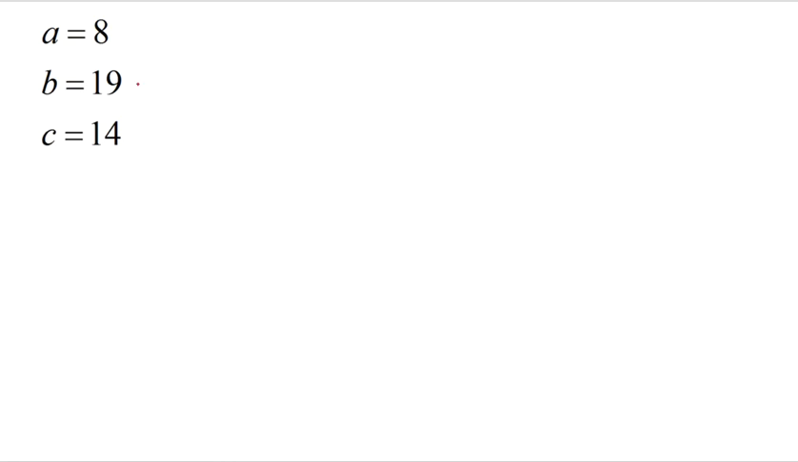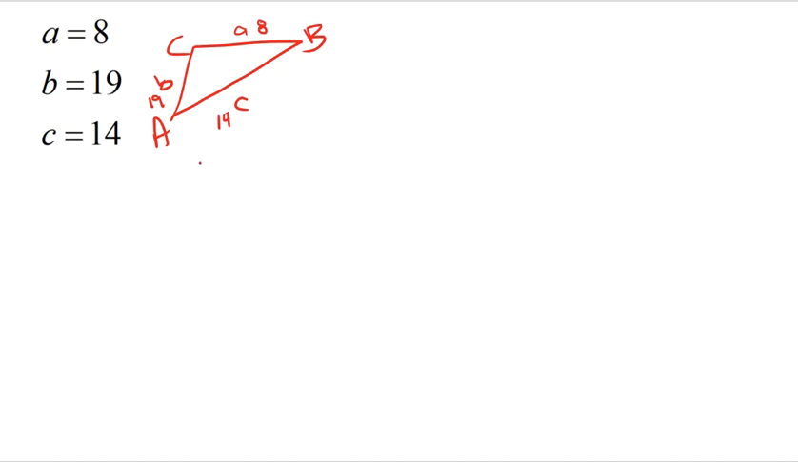And even though I don't really need to draw a picture that much in this one, I'm still going to draw a picture because it does help me understand it. So A, B, C. I know B is 19, I know C is 14, and I know A is 8. All right, so I can find any angles, right? Using the Law of Cosines, I can find any angles.